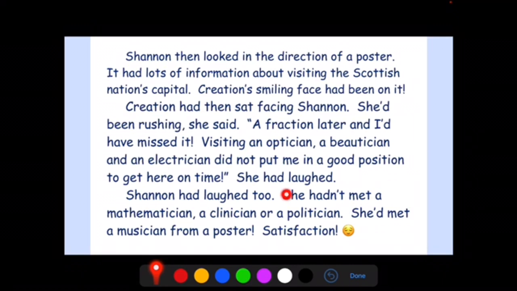Shannon had laughed too. She hadn't met a mathematician, a clinician, or a politician. She'd met a musician from a poster. Satisfaction.